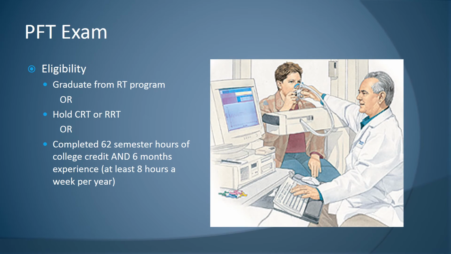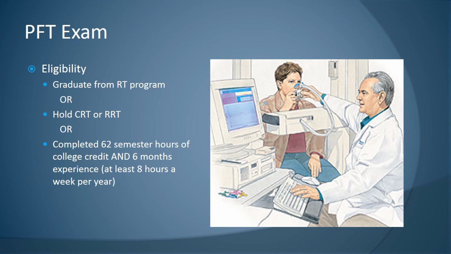So eligibility for this exam is you have to graduate from a COARC approved respiratory therapy program, or you have to pass your CRT or your RRT, or you have to complete 62 hours of college credits, which is about a bachelor's degree worth of credits, because an associate's is about 30 and a bachelor's is about 60, and you have to have 6 months experience working in the hospital. So this is at least 8 hours per week.